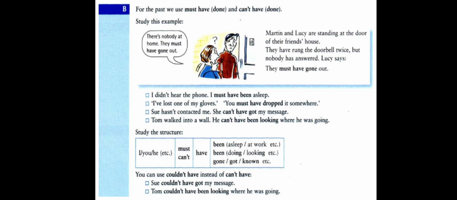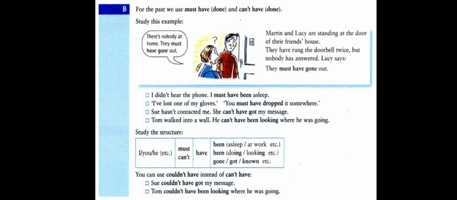In the first two parts, we have been, because the original verb is am, is, are, and the past participle of am, is, are becomes been. And in the third part, we have main verbs go, get, know, and the past participle of go becomes gone, get becomes got, and know becomes known.